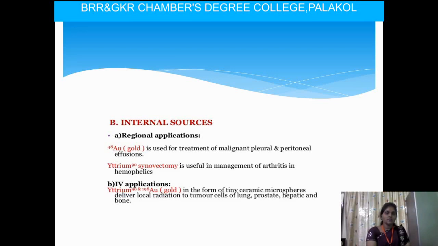The next one is IV applications. So we will use gold in the form of tiny ceramic microspheres which deliver local radiation to the tumor cells of lungs, prostate, hepatic and also bones. So the tumors which are present in the lungs, prostate, hepatic and in the bones can be treated by using Au-198. This is one of the regional applications, which is the internal source of an organism.